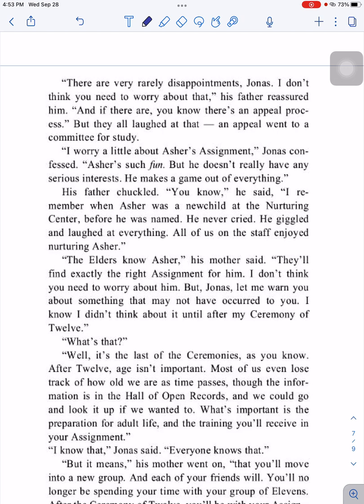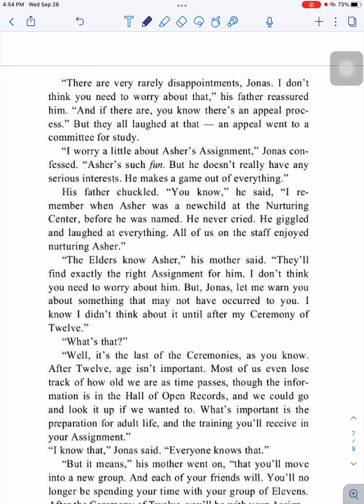Well, it's the last of the ceremonies, as you know. After 12, age isn't important. Most of us even lose track of how old we are as time passes, though the information is in the Hall of Open Records, and we could go look it up if we wanted to. What's important is the preparation for adult life and the training you'll receive in your assignment. "I know that," Jonas said.